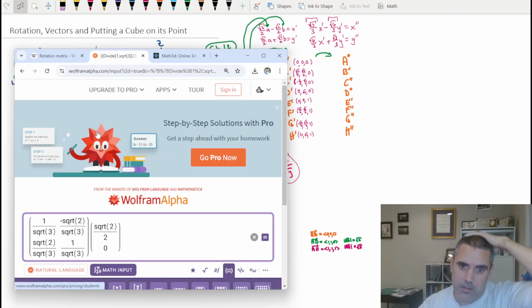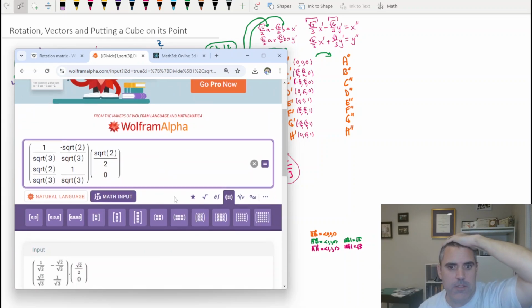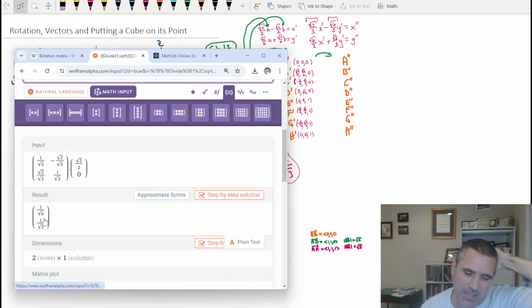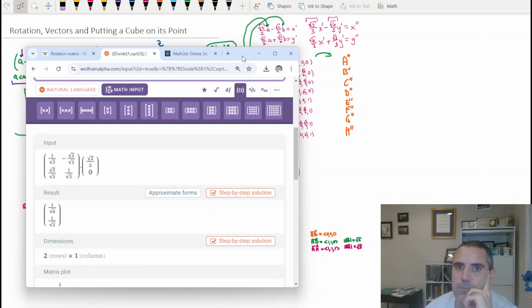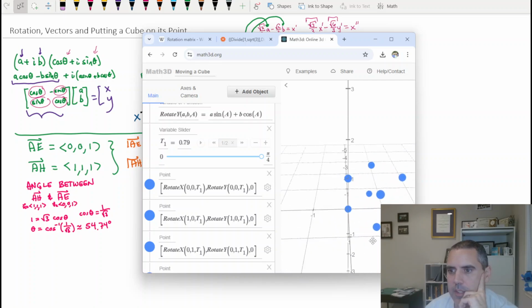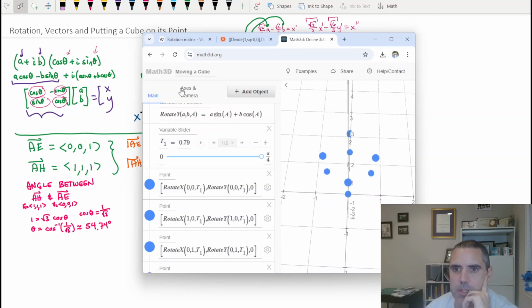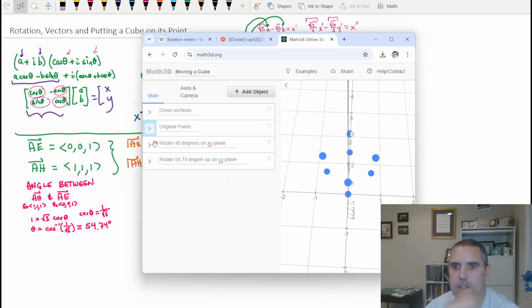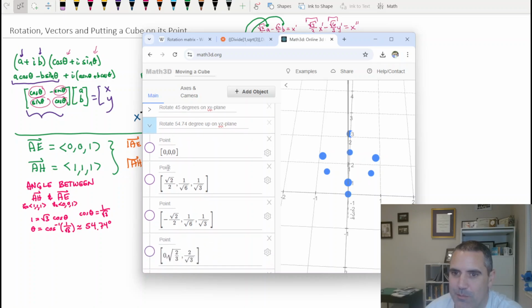And you can hit enter, and it'll tell you what the new point is. And it wasn't nice. It has these square roots of 6. Some of the other ones were worse. But now let's see it. So I'd already moved it like this. There's those points. And then I said, okay, I would like to rotate it up 54.74 degrees. Oh, here it is.